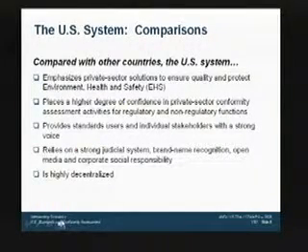Compared with other countries, the United States system emphasizes private sector solutions to ensure quality and to protect environment, health, and safety. We place a very high degree of confidence in private sector conformity assessment activities. Private sector conformity assessment both for regulatory as well as non-regulatory functions.